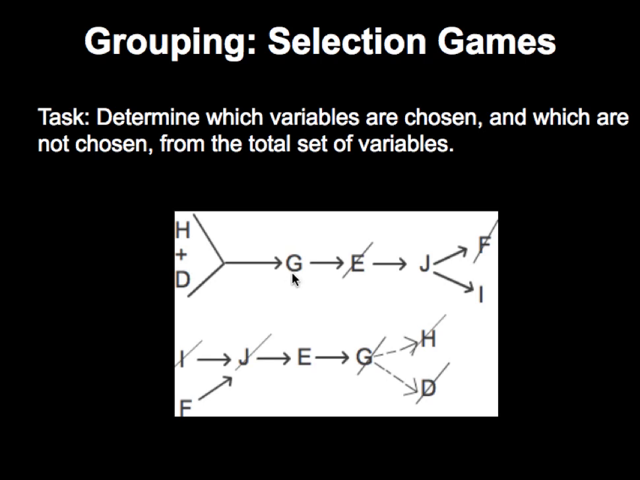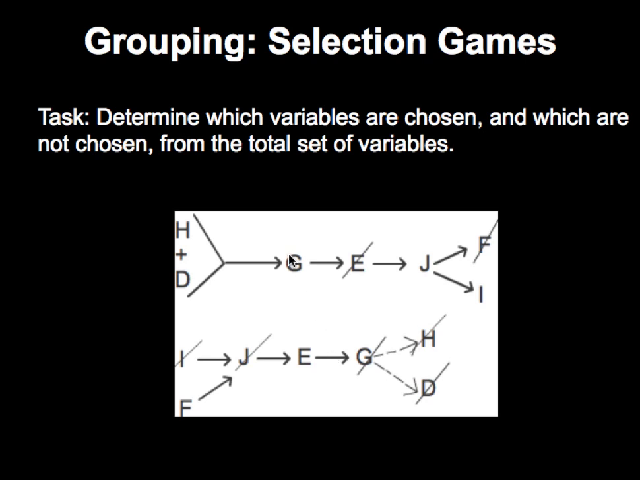Here we have, if G is in, then E must be out. So G requires not E. Positive variable requires a negative variable, and its contrapositive: if E is in, then G must be out. So positive followed by negative, at least one of G and E must be out.